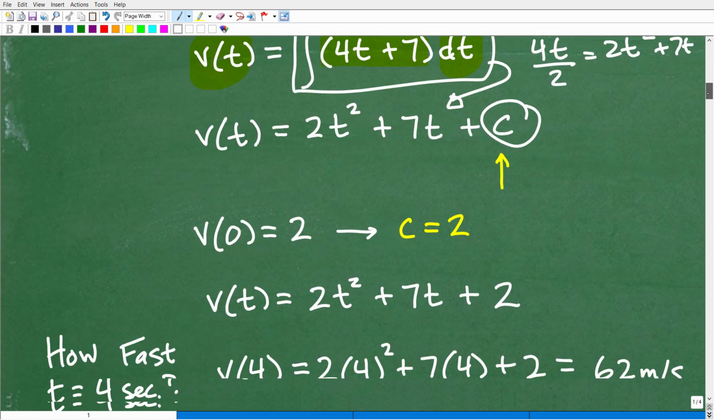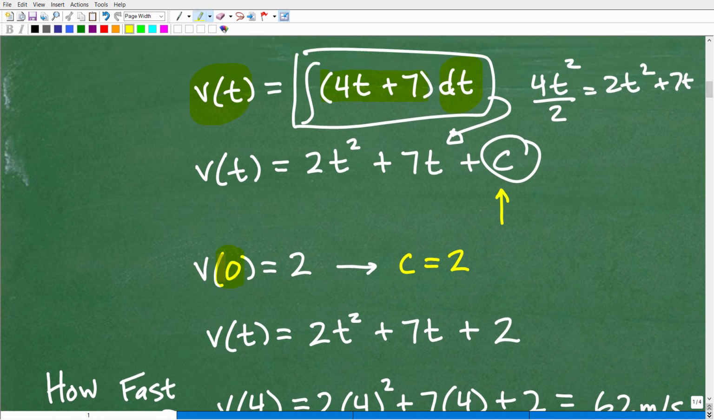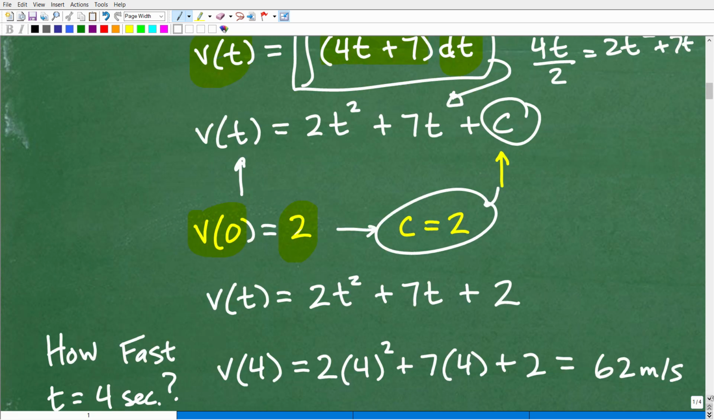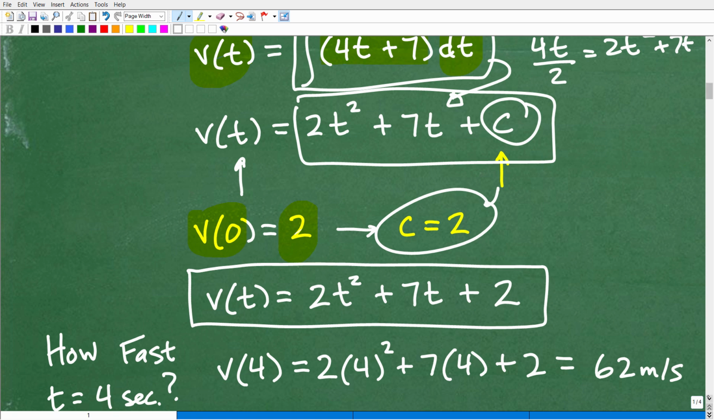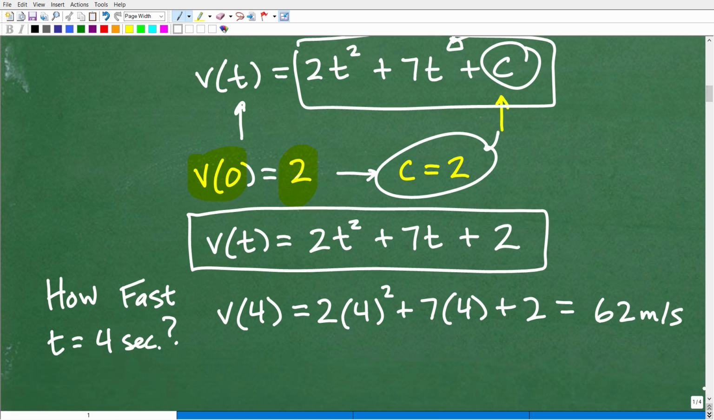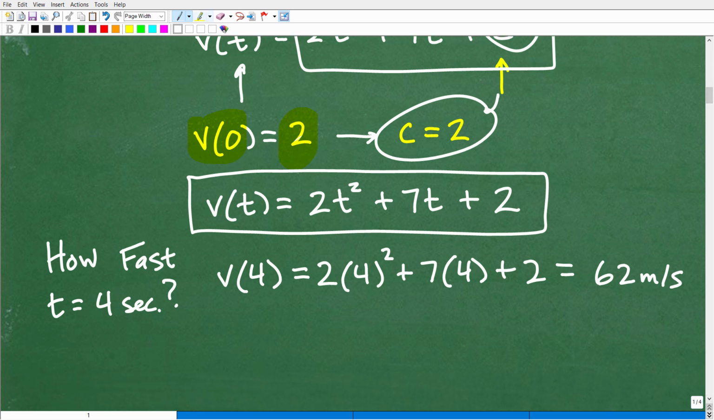All right, so let's go back here. When the time is 0, this object is moving at 2 meters per second. So if I plug in 0 into this function and replace the time with 0, we can see that c will be equal to 2. Okay, so you need to understand that. This is not trivial, because this right here is not going to be enough for the velocity function with respect to time. So here is the complete velocity function, v of t. And now we can go ahead and answer that first question in the problem.